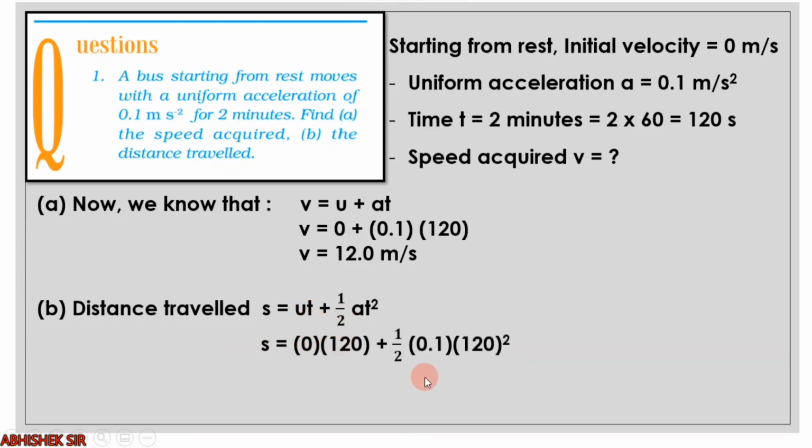u is 0, t is 120, half into 0.1 into t square, which is 120 square. So the first term will be 0. So the only term left is half into 0.1. 120 square is 14400. So if you simplify that, you will get 720 meters.